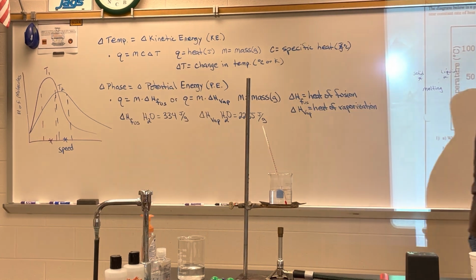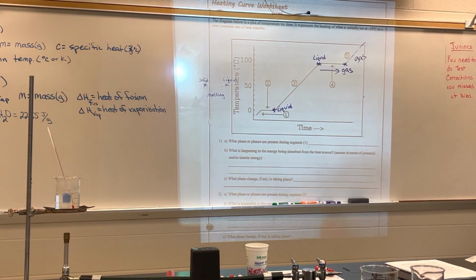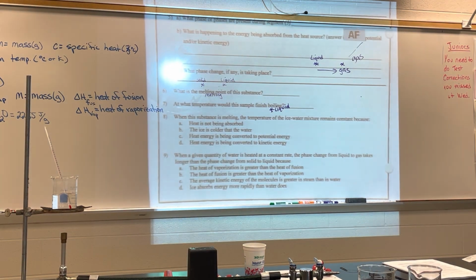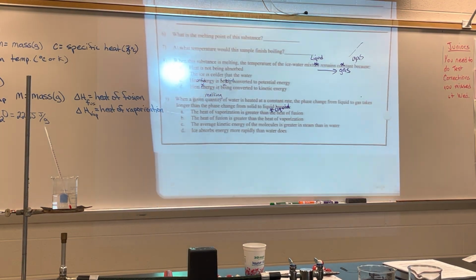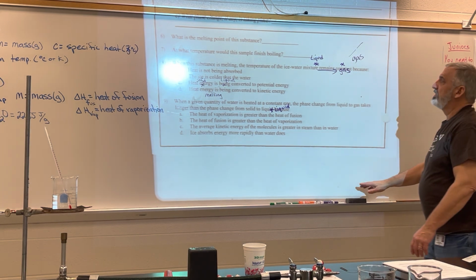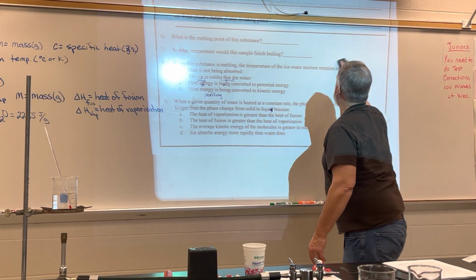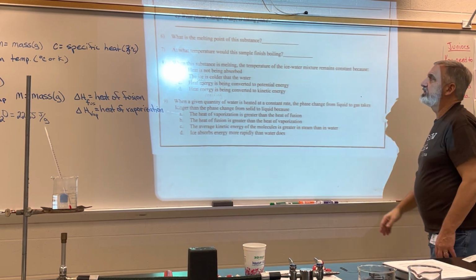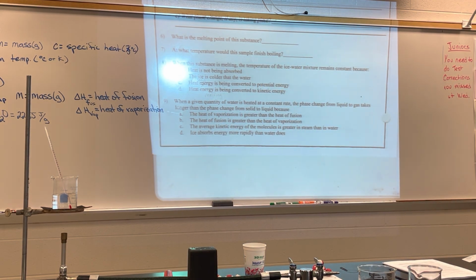So, let's just look at the last few questions. Okay? So what's the melting point? Based upon the graph, what's the melting point of this substance? 0 degrees Celsius. At what temperature would this sample finish boiling? 100 degrees. Starts boiling and finishes boiling at 100. Starts melting, finishes melting at 0.